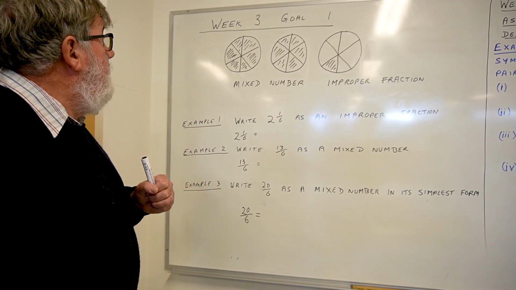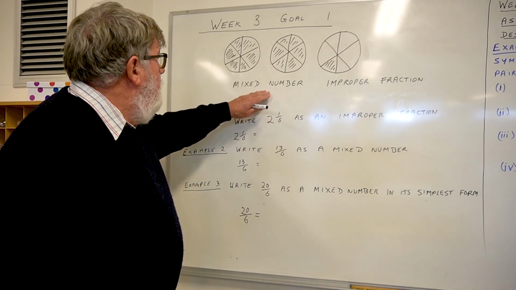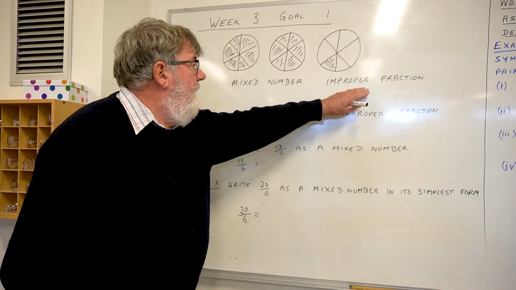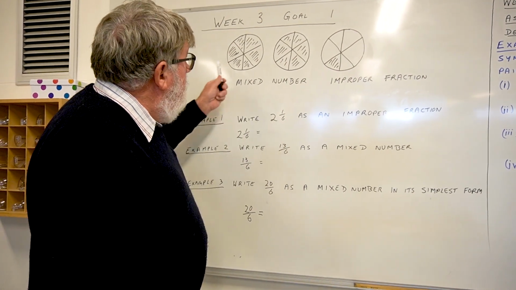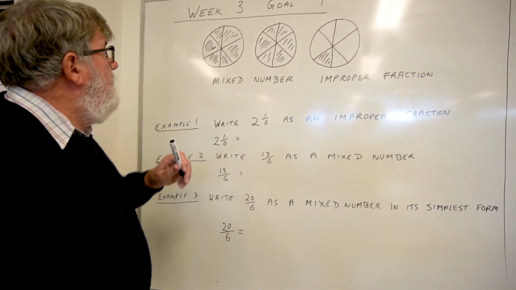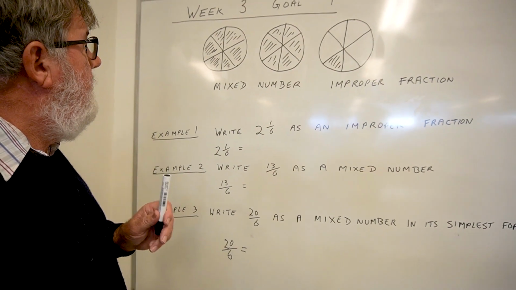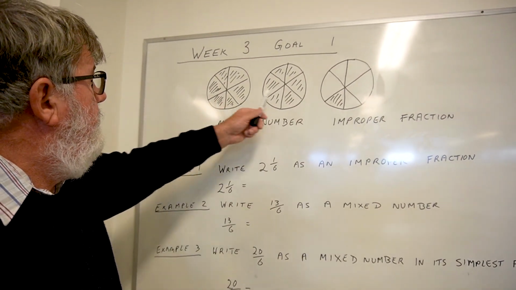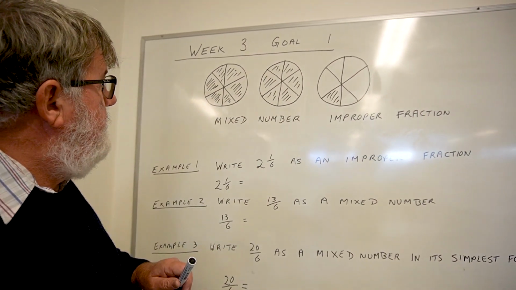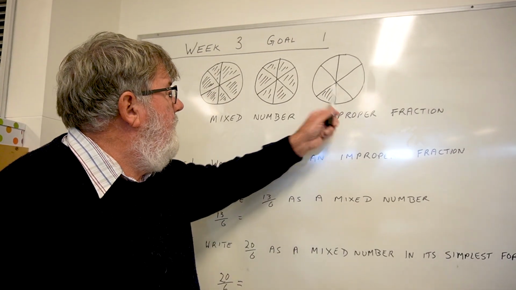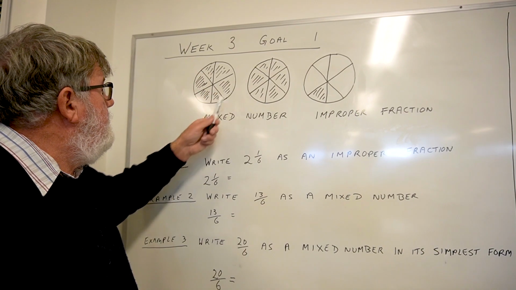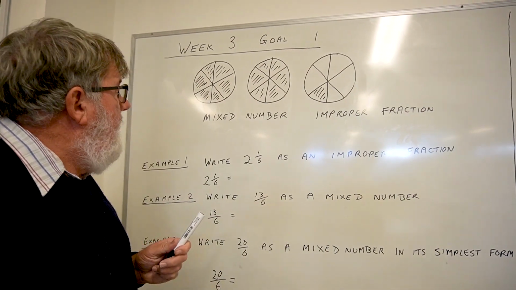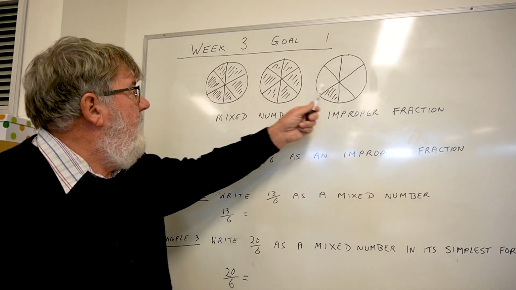The first goal for this week is to identify mixed numbers and improper fractions and be able to work between them. If you look at the diagram, it's not a very good one, but basically it's meant to represent some pizzas that have been bought. We've still got 2 pizzas which haven't been touched yet, but this one's only got 1 piece left, and as you can see they have been cut into 6 pieces. So how much pizza do I have remaining?